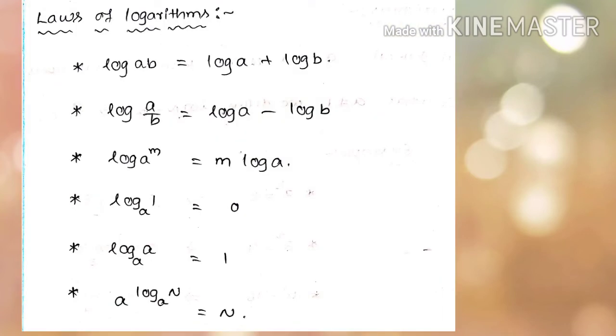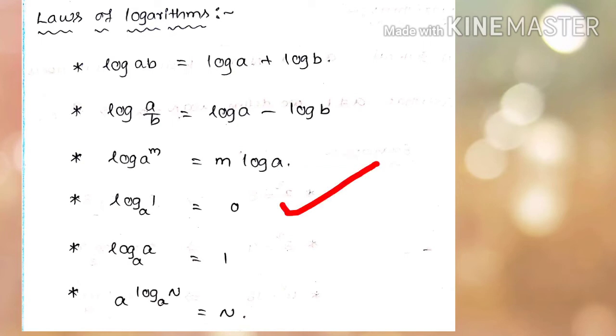Now the laws of logarithms, the formulae of logarithms, which are very easy and simple. Log AB is equal to log A plus log B. In terms of product, we can express it expanded as log A plus log B. Next, the second one, log a by b is equal to log a minus log b. And the third one, log a to the power m is equal to m log a.